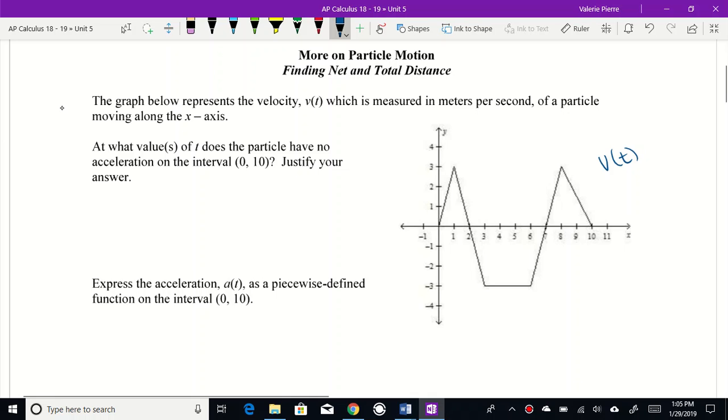So we're looking for no acceleration, which means we're looking for when a of t is undefined. Since a of t is equal to the derivative of v of t, we're looking for when the derivative is undefined on this graph, which occurs at cusps.